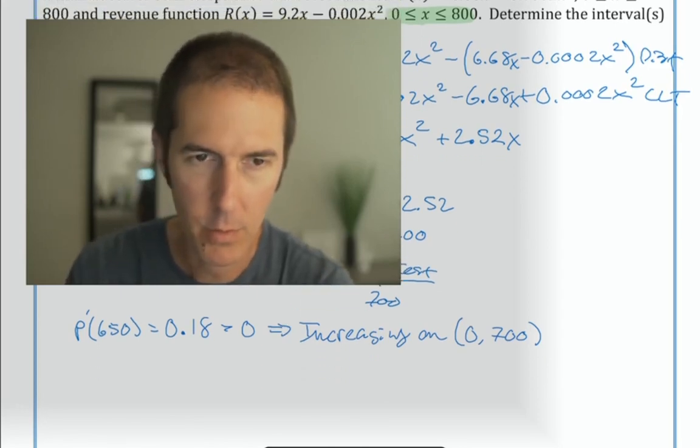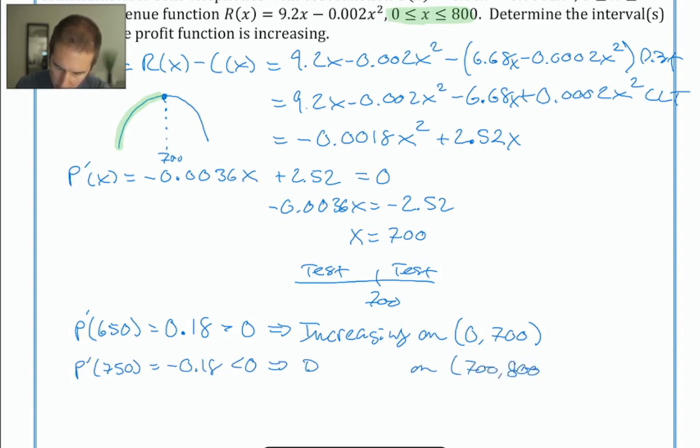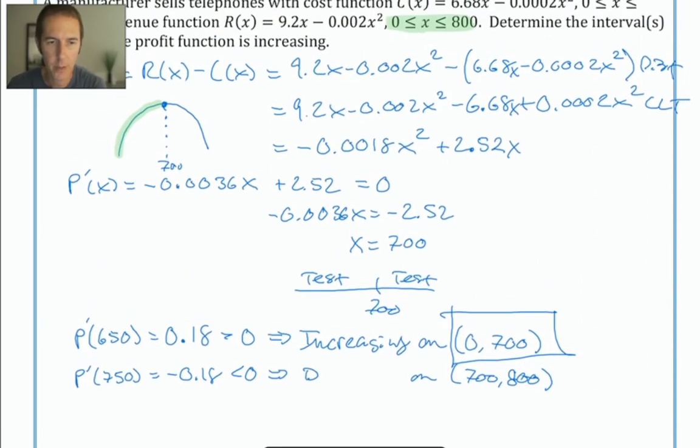So let's write that into our notes also. P prime of 750 is equal to negative 0.18, which is less than 0, therefore decreasing on 700 up to 800. This is the only one that I'm interested in because the question asked me on what interval my profit function is increasing. The answer is going to be from 0 to 700. But just to illustrate, I threw in the 750 to test the other side of 700.